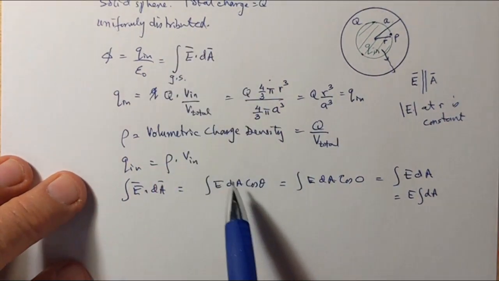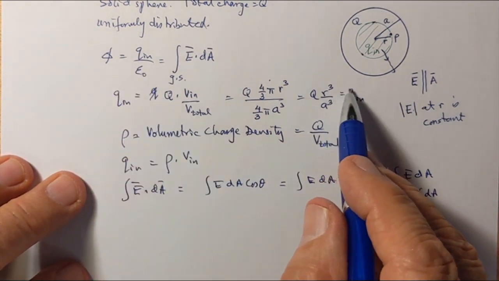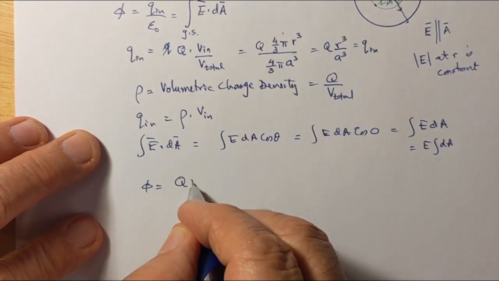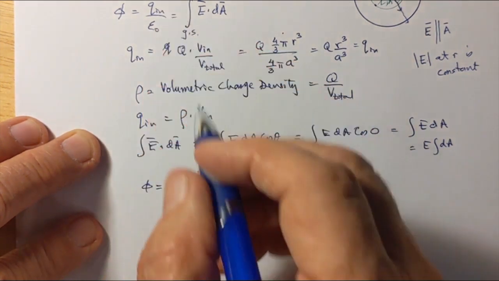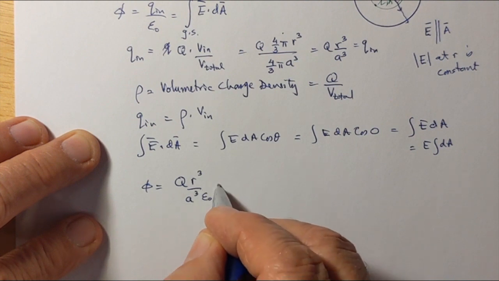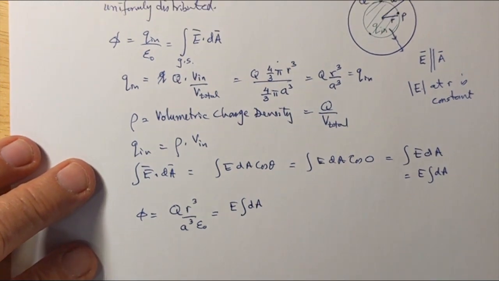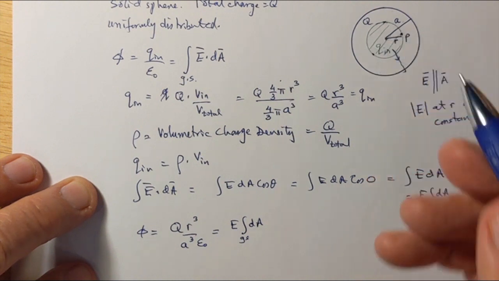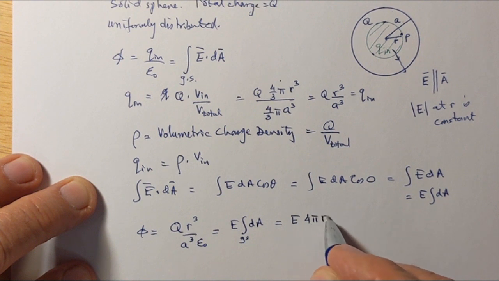And so we will replace this whole thing here with E dA, and the Q in we replace with this. And we get the flux: Q in, which is Q R cubed over A cubed, over epsilon naught, equals E integral dA. And we need to do the integration over the Gaussian surface. So the integration of the area is simply the surface of this green sphere, and that is E 4 pi r square.